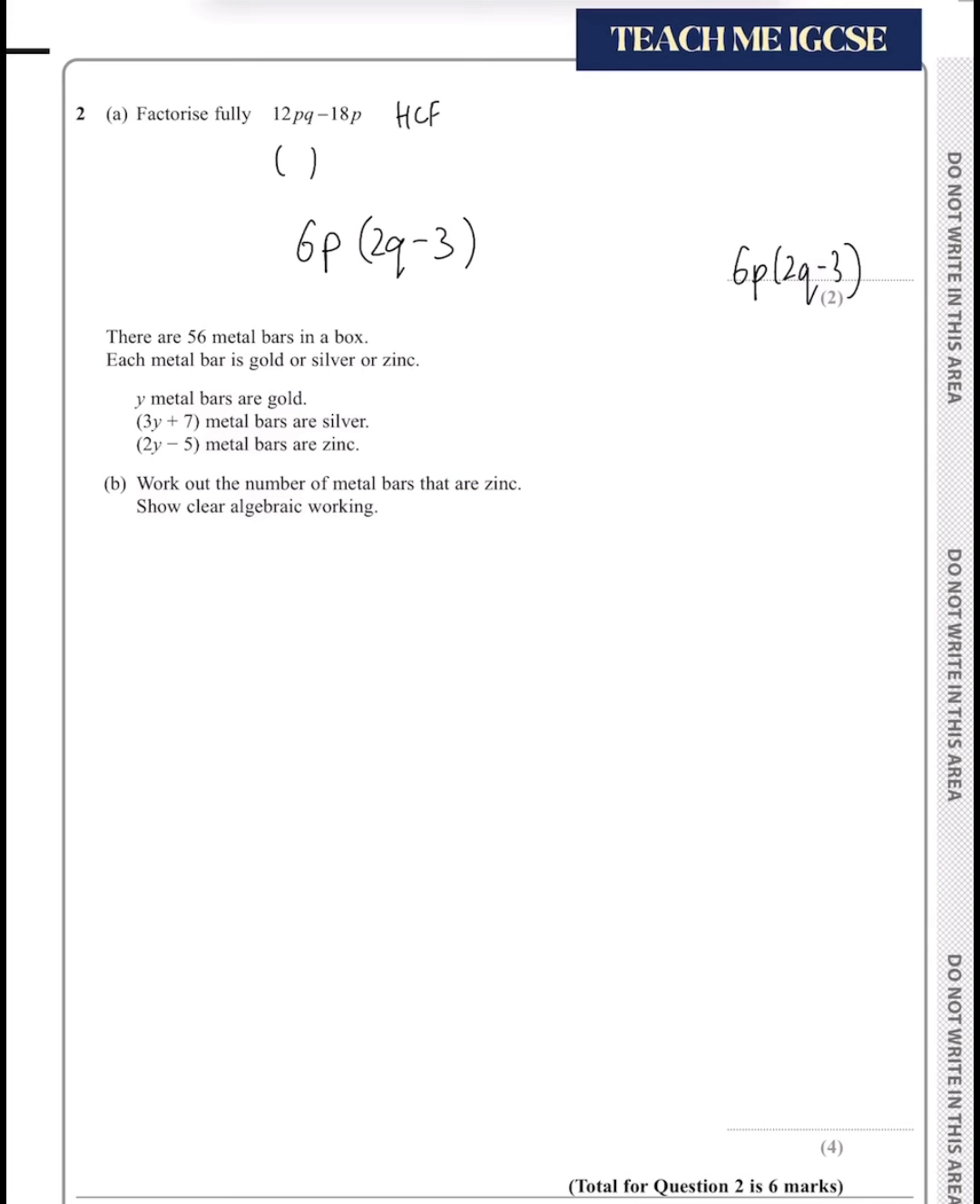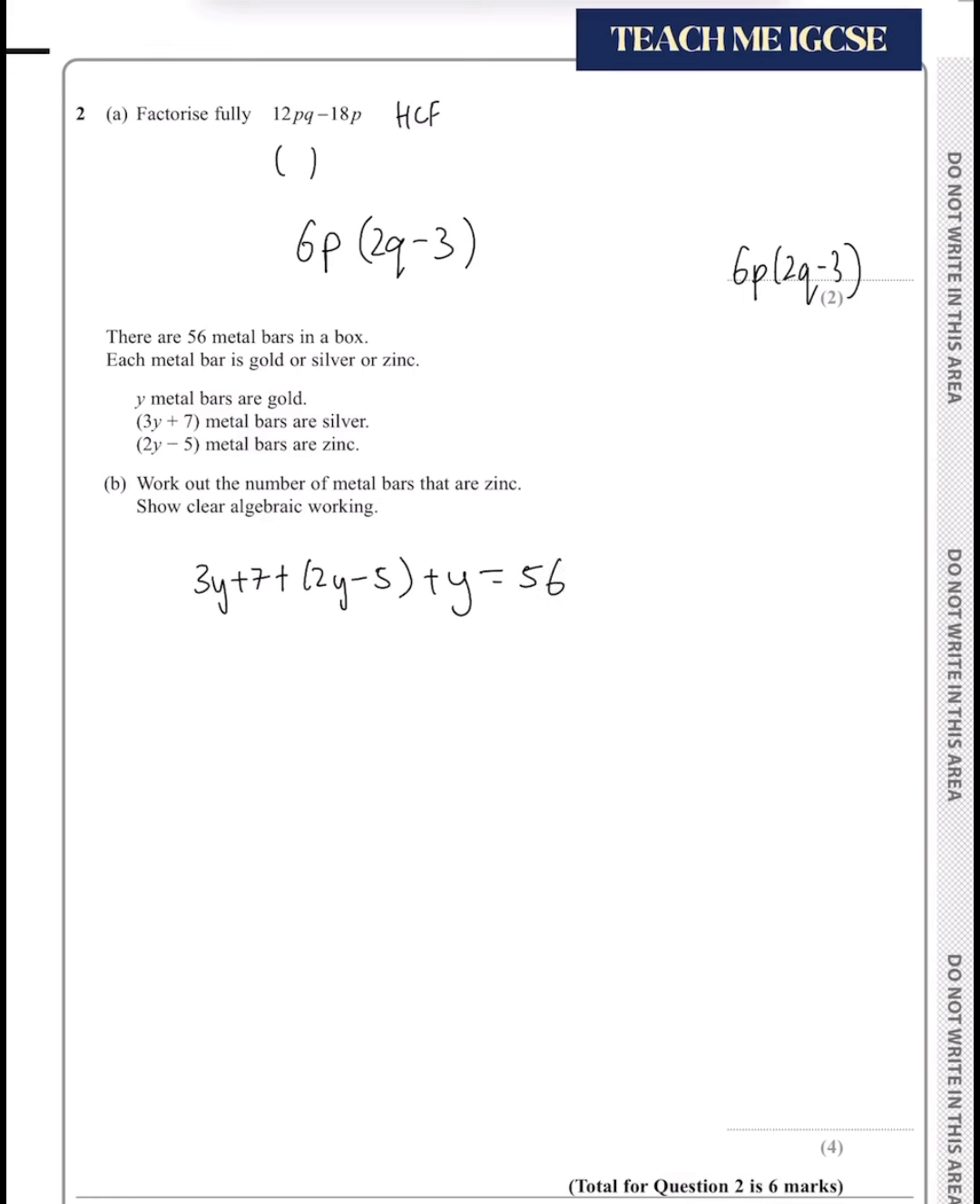So we need to add up the number of metal bars that are silver and the number of metal bars that are zinc. So it's 3y plus 7 plus 2y minus 5. In brackets, we'll put that in. And we'll add y metal bars that are gold. And the total is 56.